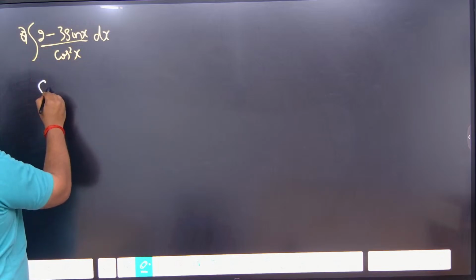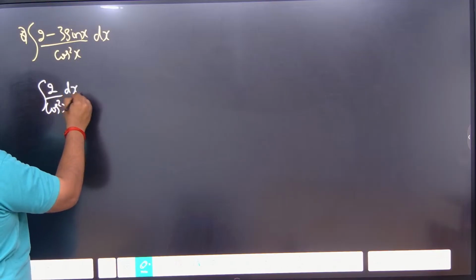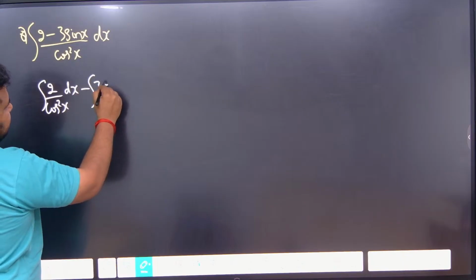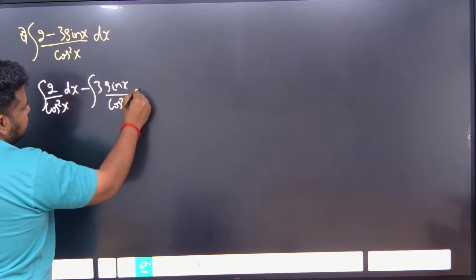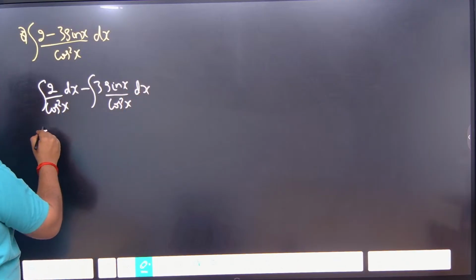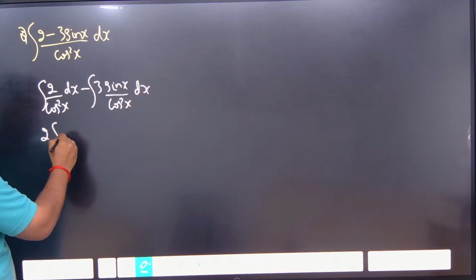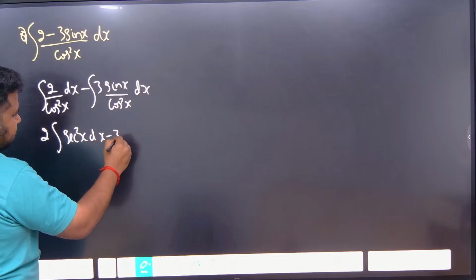So this will become the integral of 2 by cos square x dx minus 3 times the integral of sin x by cos square x dx. Now I can take this 2 outside. This will become 2 times the integral of 1 by cos square x, which is secant square x dx, minus 3, which I can take outside.